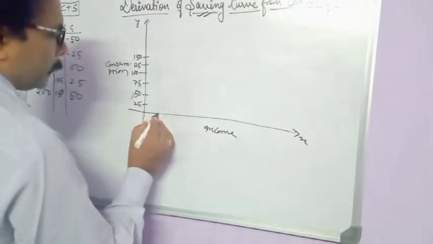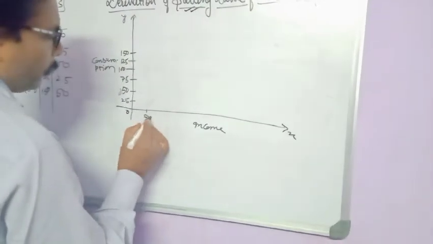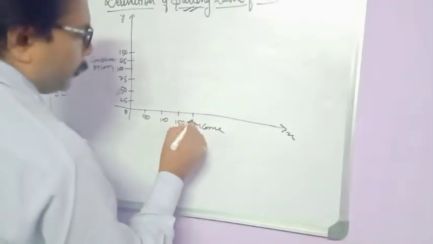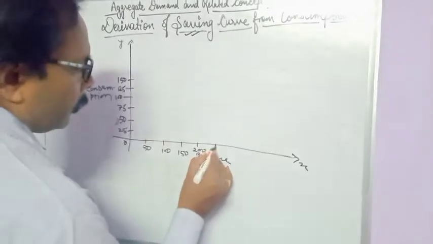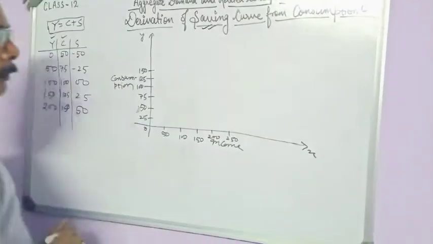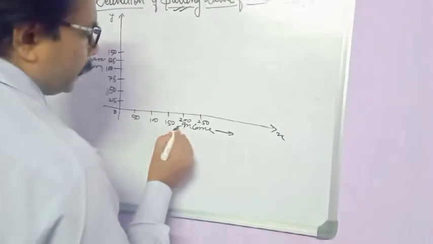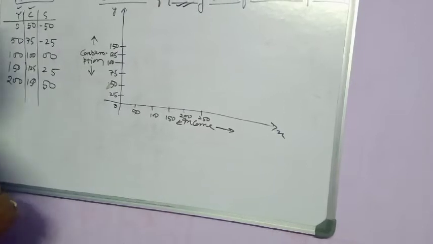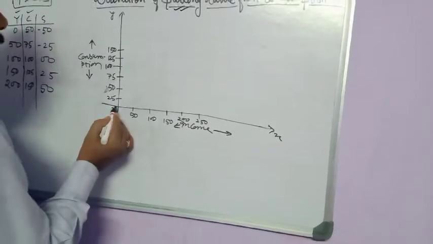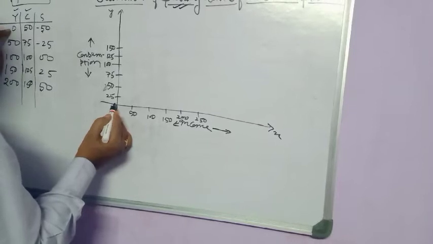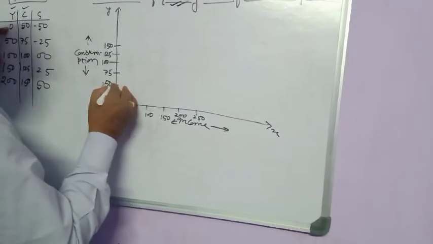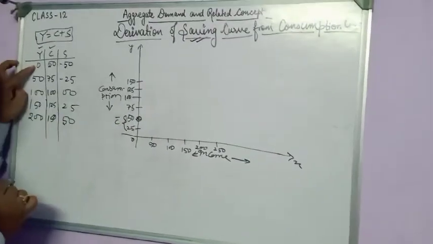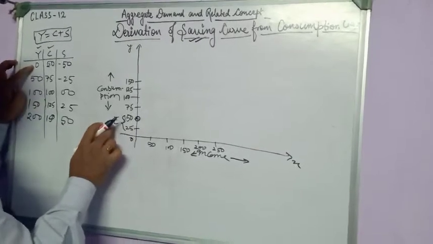And here the income is 0, 50, 100, 150, 200, 250, and so on. So it indicates the income and it indicates the consumption. Clear? When the income is 0, the consumption is 50. It is known as autonomous consumption, and it is denoted by C bar.